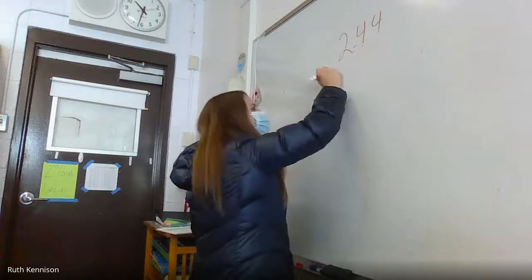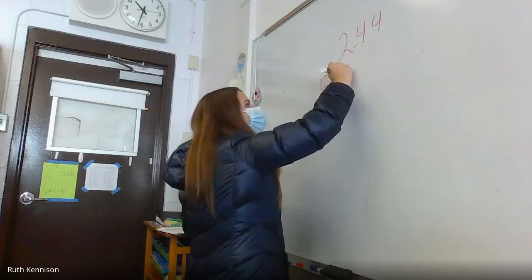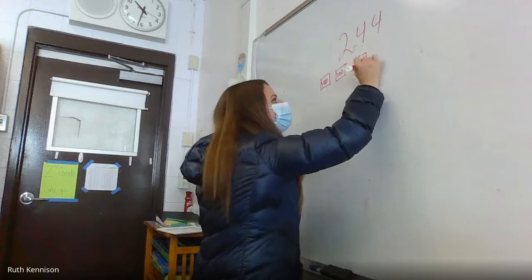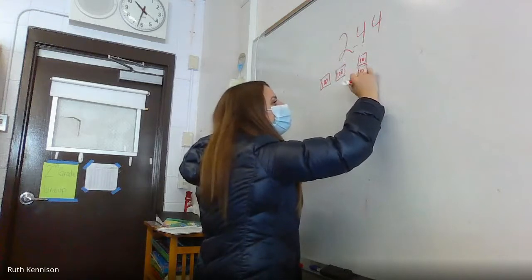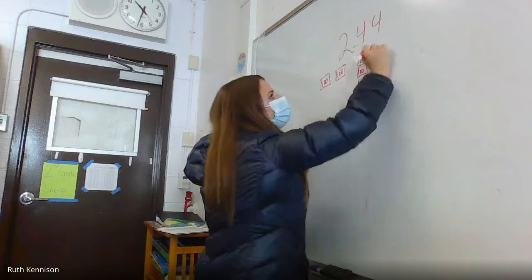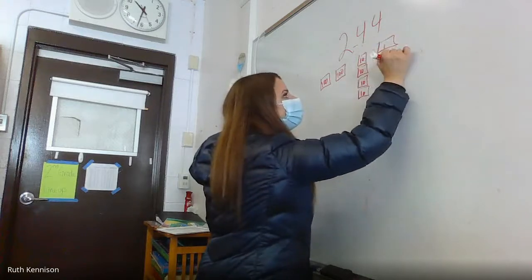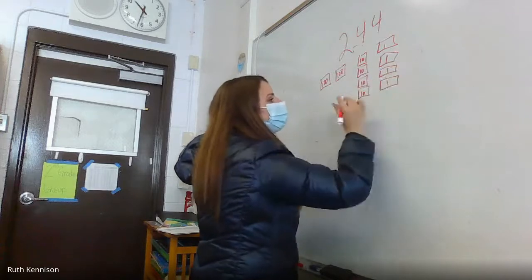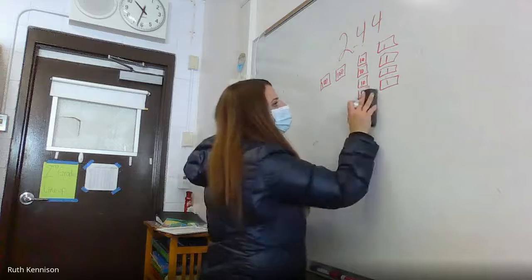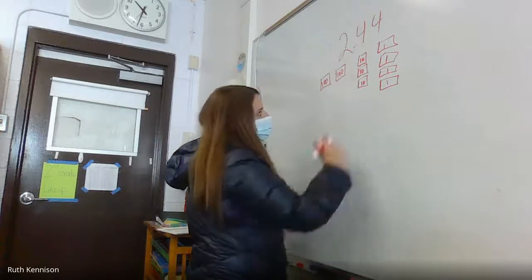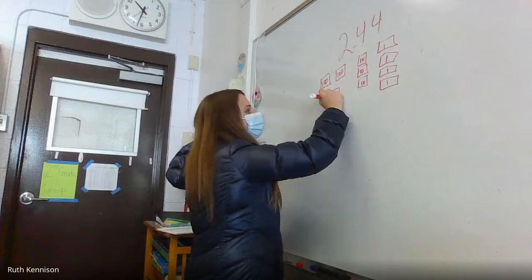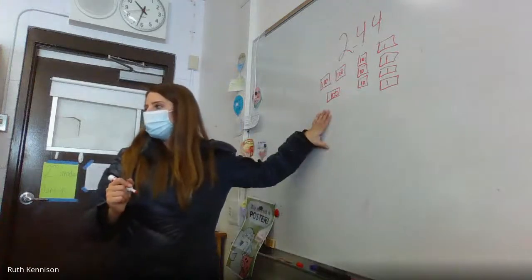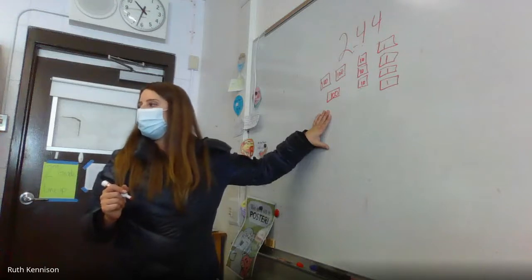Where I've got 200s. 100, 100. I've got 4 tens. 10, 20, 30, 40. I've got 4 ones. 1, 2, 3, 4. And I said, you know what? One of these tens is magically disappearing. It's turning into 100. Now what number do I have? How many hundreds do I have? Sophia, how many hundreds do I have?